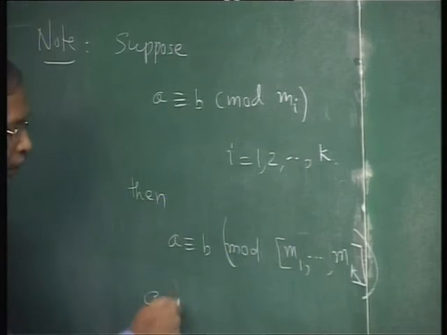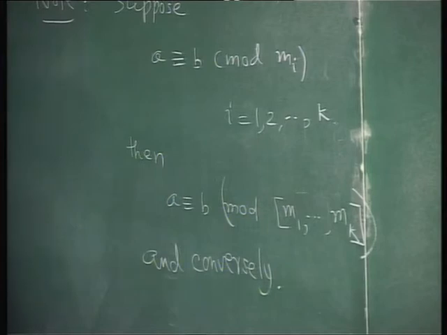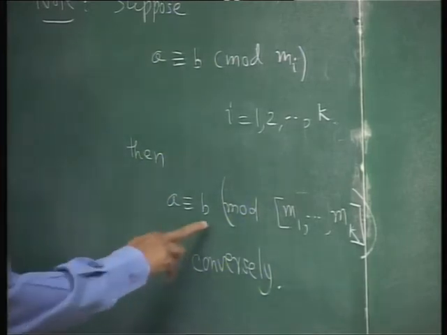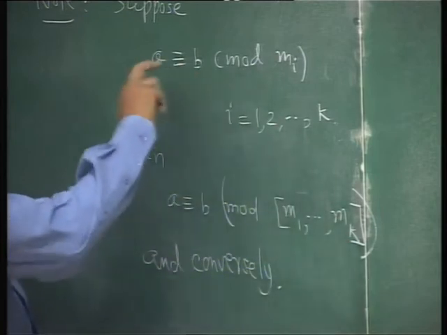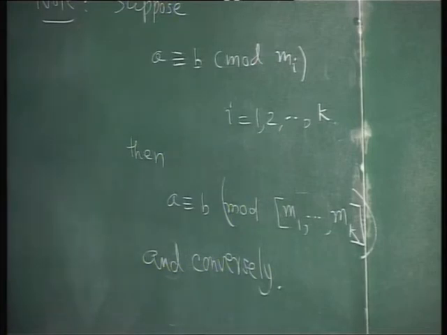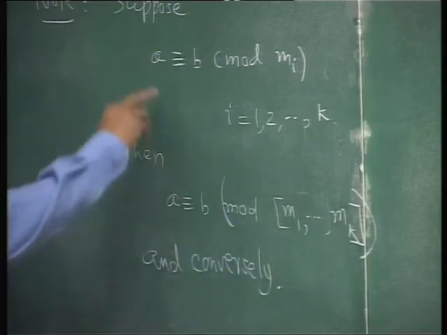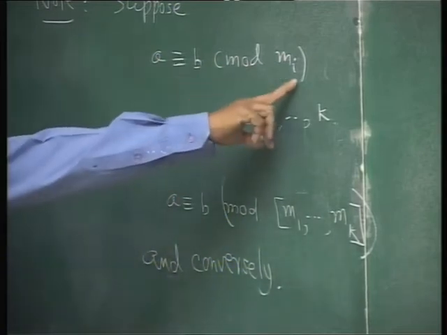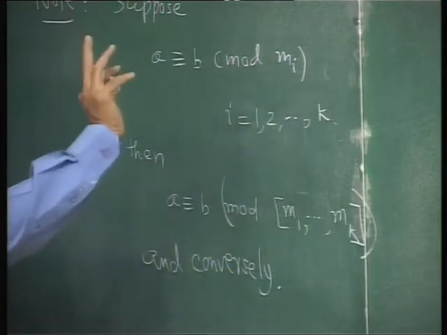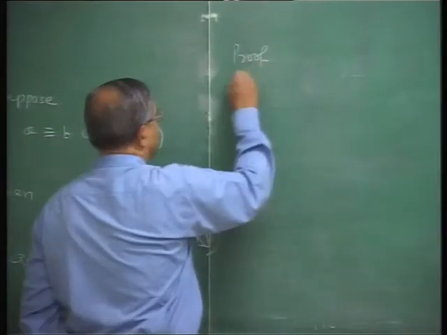And conversely, if A minus B is divisible by the LCM, then A minus B is divisible by each of the mi. Okay. So the proof is just by the definition of the LCM. What is given here? A minus B is divisible by m1, m2, ..., mk. Now A minus B is a common multiple of m1, m2, ..., mk. Okay. So the proof is just use the definition.